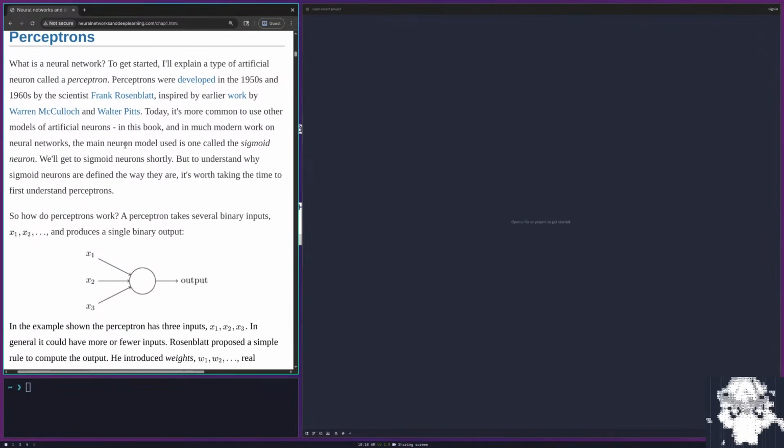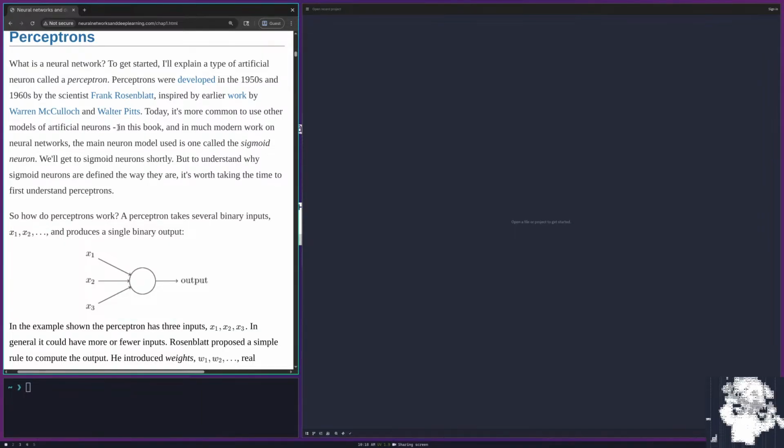Perceptrons. What is a neural network? To get started, I'll explain a type of artificial neuron called a perceptron. Perceptrons were developed in the 1950s and 1960s by scientist Frank Rosenblatt, inspired by earlier work by Warren McCulloch and Walter Pitts. Today it's more common to use other models of artificial neurons.